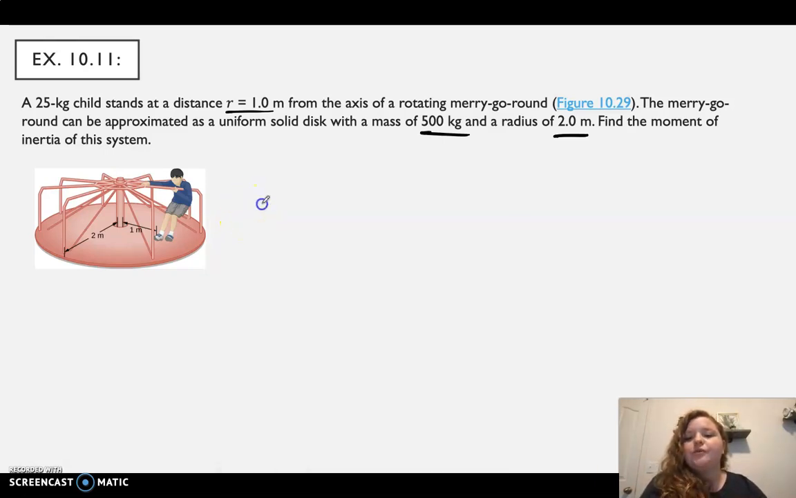So what we'll do is remember that the moment of inertia is going to be the sum of the moments of inertia of each object in the system. That's our first step, to understand that. Then we need to break this down. It states that we have a uniform solid disk, and that's going to be the merry-go-round.